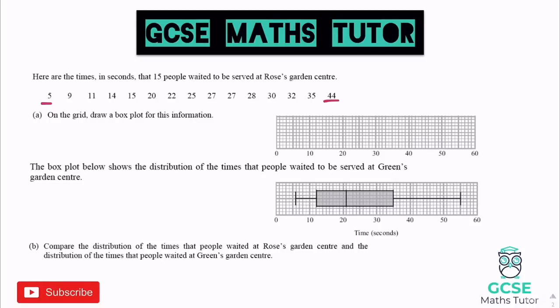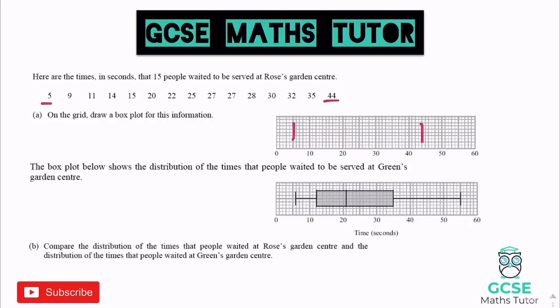Let's have a look at actually drawing the box plot. So let's start putting in some of the things that we know. So 5 is the smallest, 44 the largest. The squares go up in ones this time, so I'll try and do it as best I can. Looks like 44 there. And then we've got to find the other pieces ourselves. So we'll start off with finding the median.